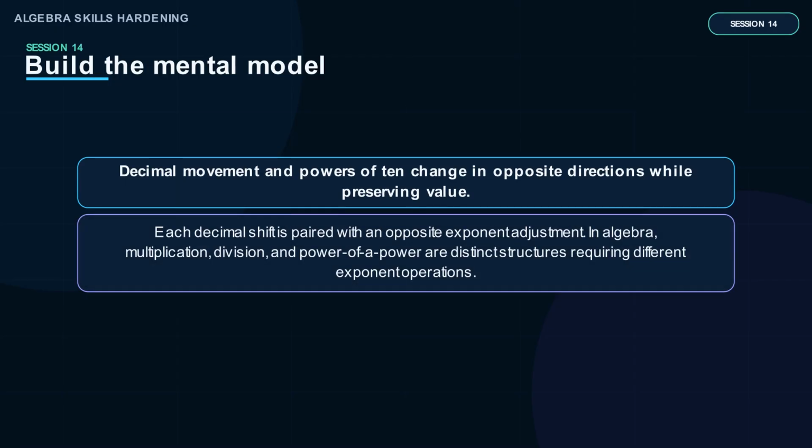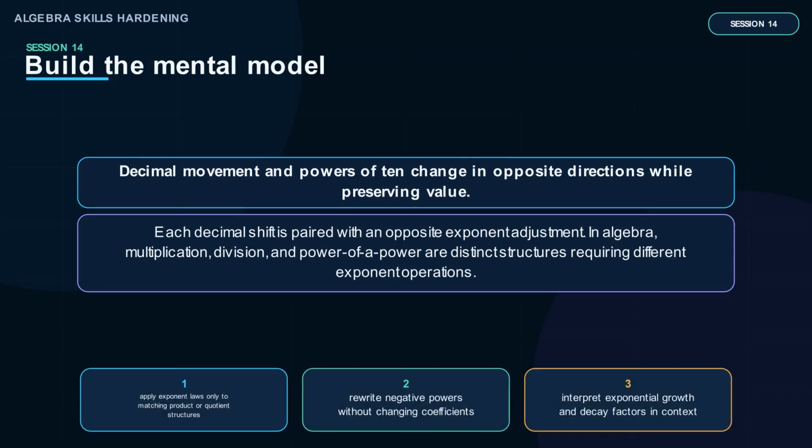In algebra, multiplication, division, and power of a power are distinct structures requiring different exponent operations. The key distinction is this: apply exponent laws only to matching product or quotient structures. Then connect it to the second goal: rewrite negative powers without changing coefficients. Correct methods begin with correct interpretation. When a problem looks different, look for the same mathematical structure instead of an identical example. That transfer makes the skill durable.